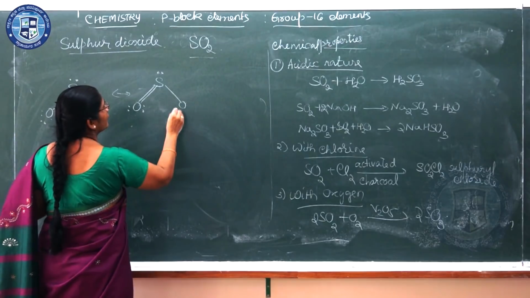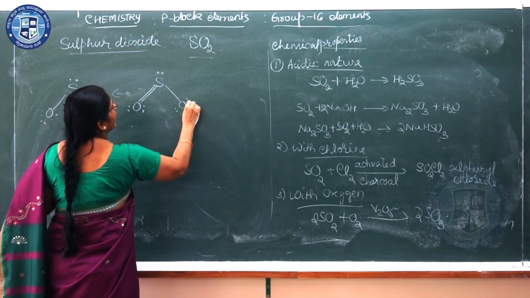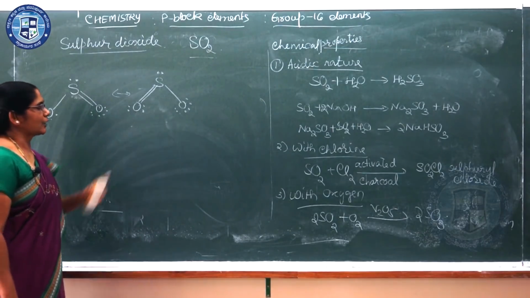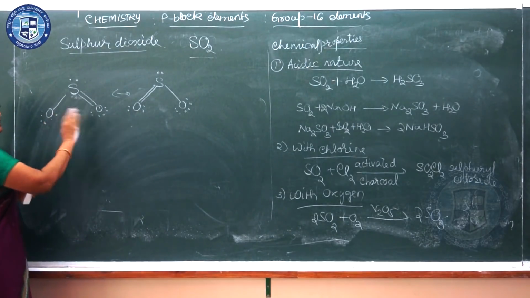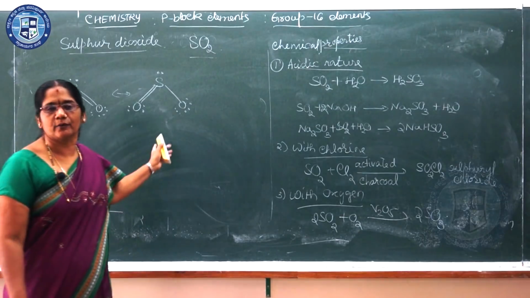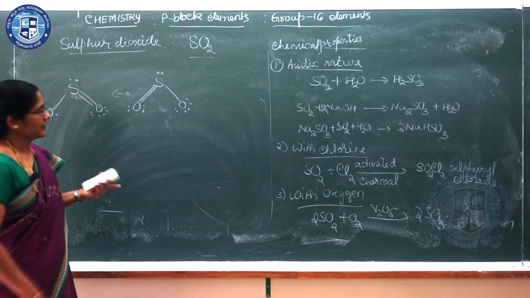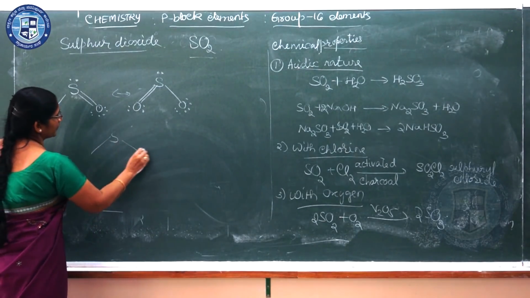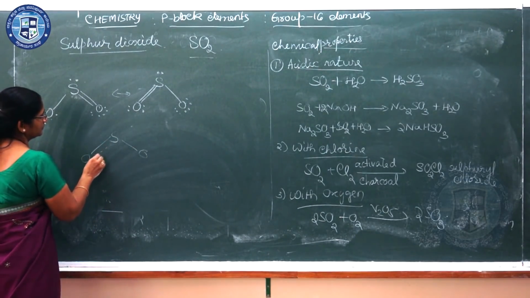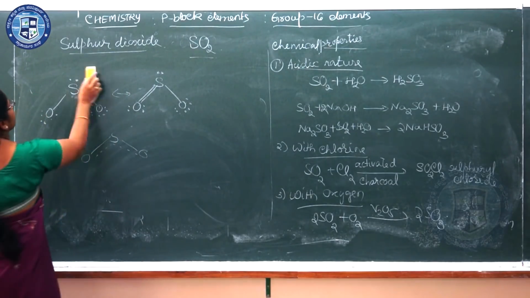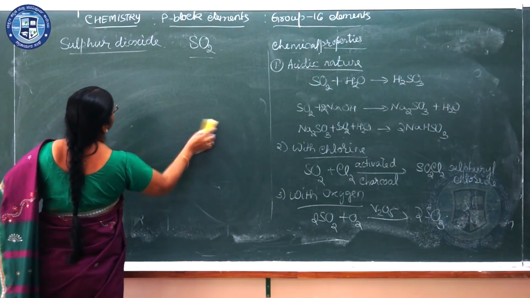This is a coordinate bond, and both the electrons are donated by sulfur. So these two are canonical forms. The actual structure is the resonance hybrid of these two structures, where both these bond lengths are the same. So the bond lengths are the same due to the delocalization of these pi electrons.